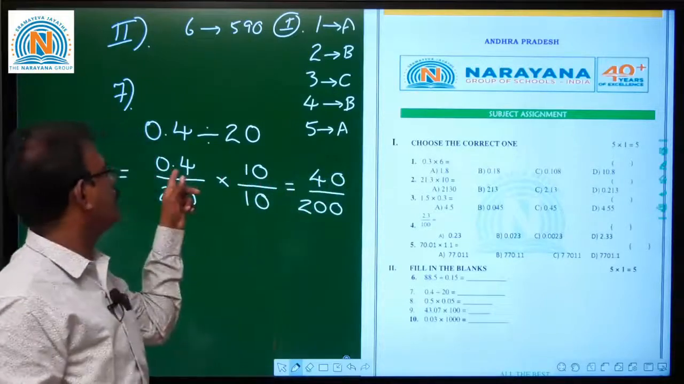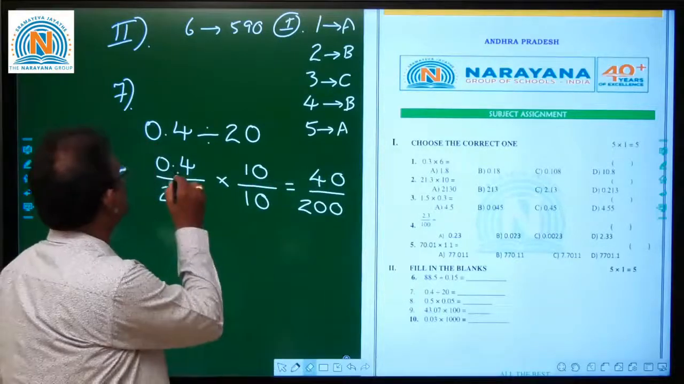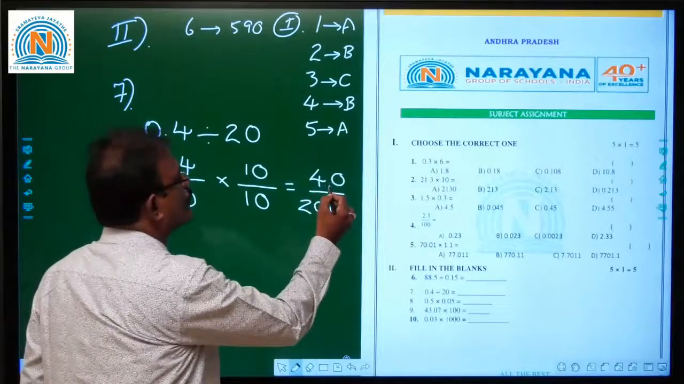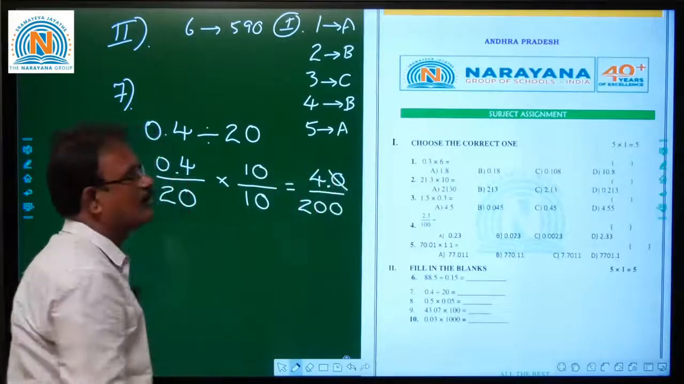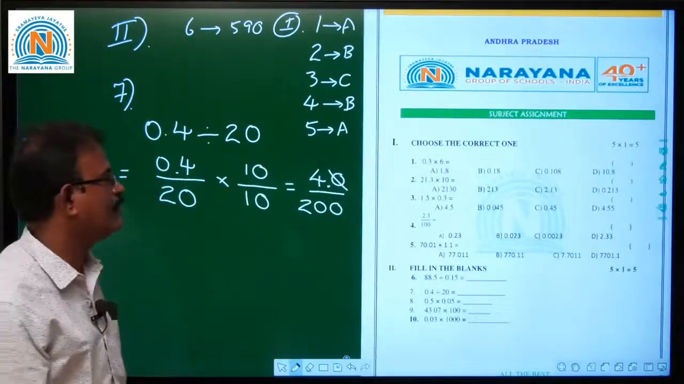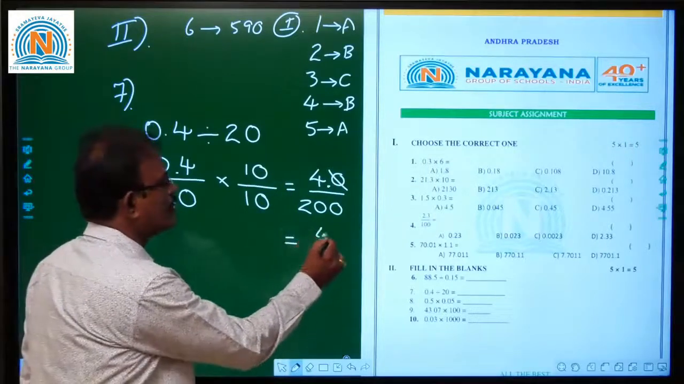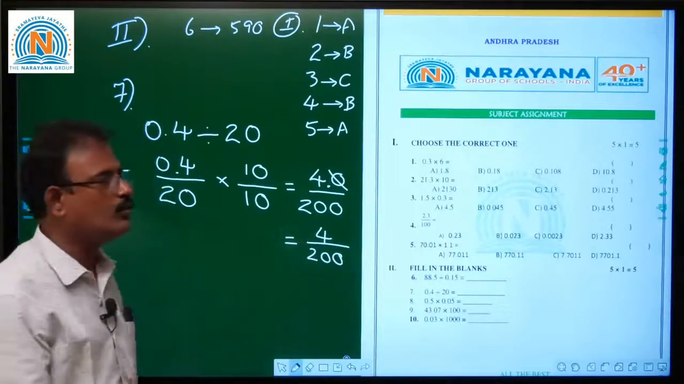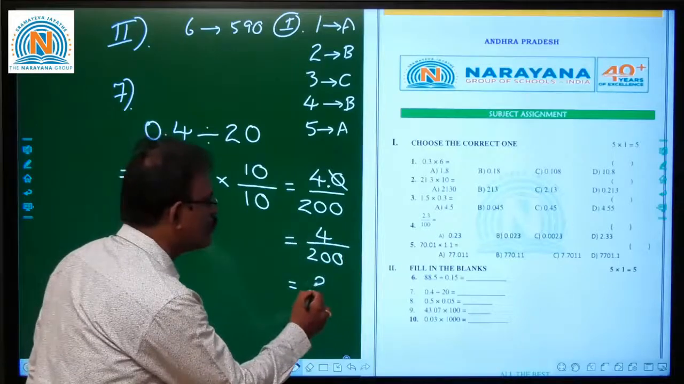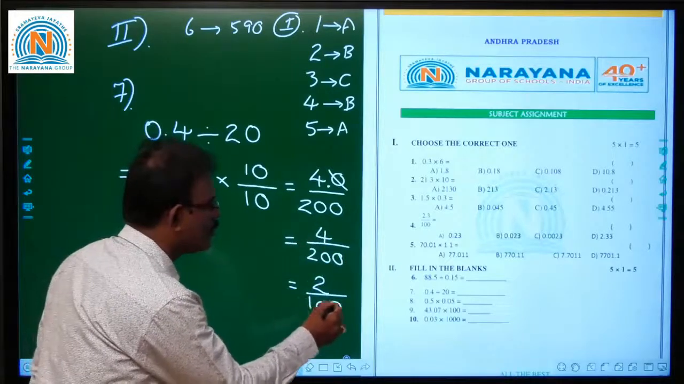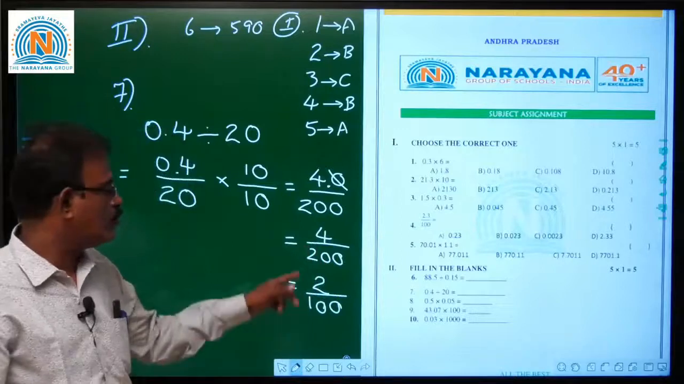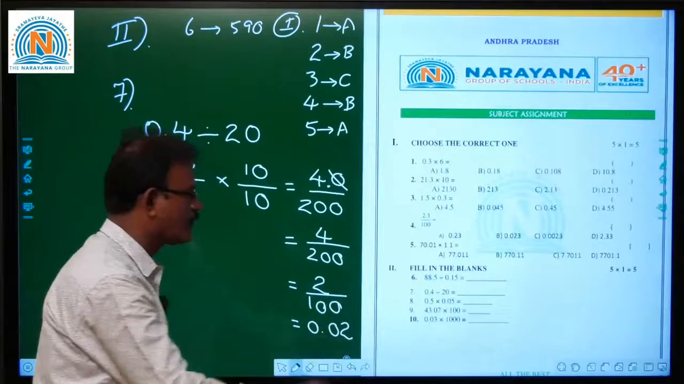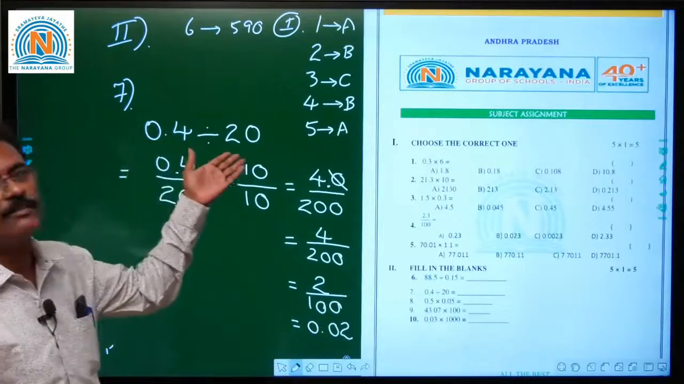Now, the decimal point: we have 1 digit after the decimal point. So keep the decimal point 1 digit before. There is no value after the decimal point when it is 0. So this is 4 by 200. When you cancel with 2, it is 2 2s are 2 into 100, 200. Now 2 by 100 is 0.02. So what is the quotient of 0.4 divided by 20?